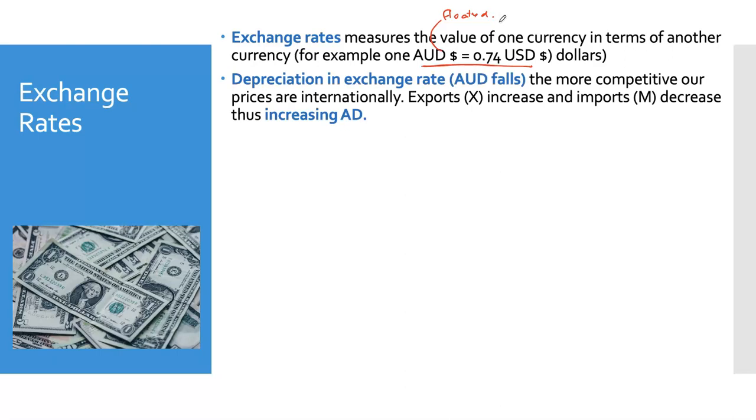Now, depreciation in the exchange rate means the value of our Australian dollar will fall. So, for example, instead of being 74 cents, maybe you can only get 60 cents for your Australian dollar.